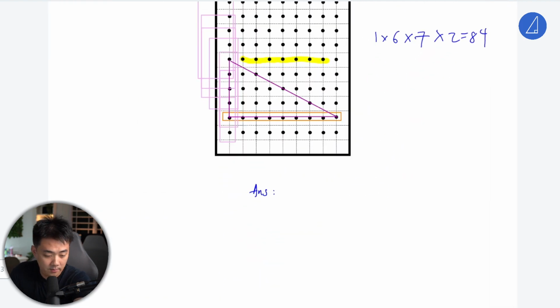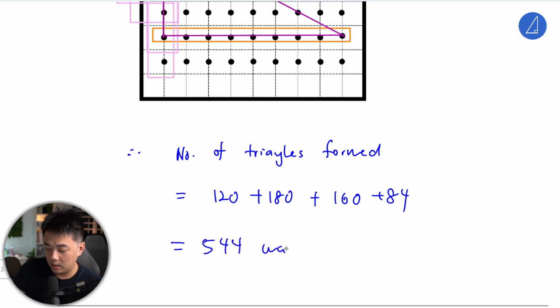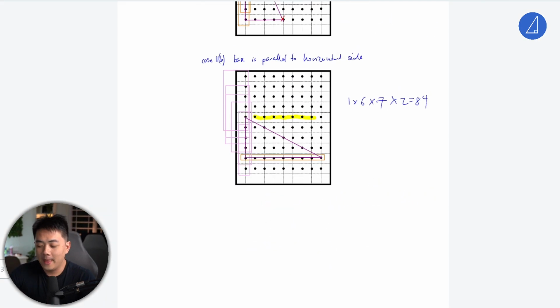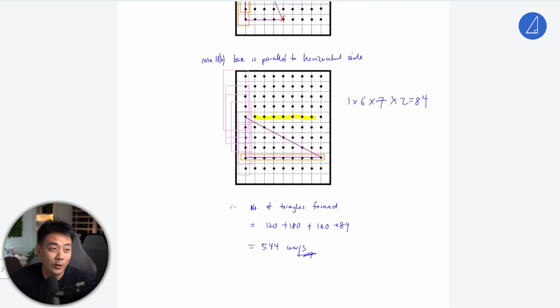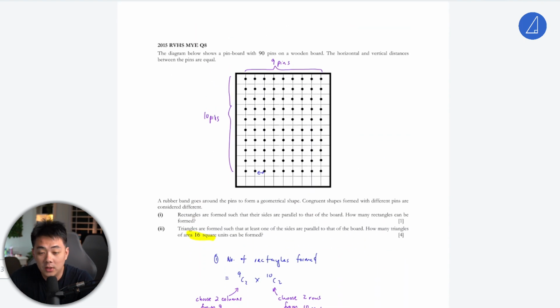So I'll just write it down. Case 1, case 2, case 3, and case 4. All together we'll get 544 ways. Okay, so that's all for this question here. Just be careful of the nuances and all the different steps. Okay, so I'll see you in the next question.